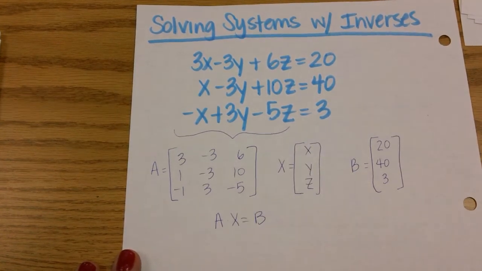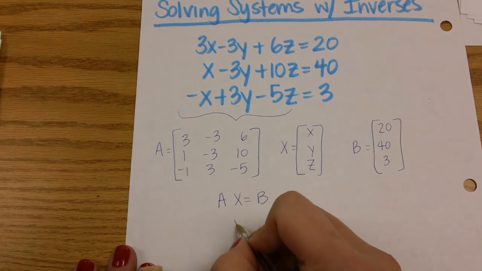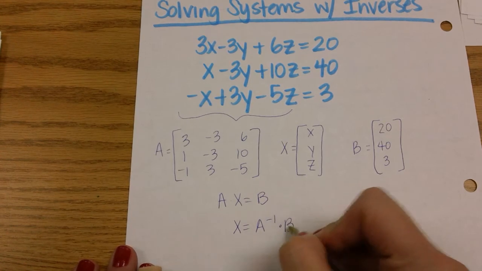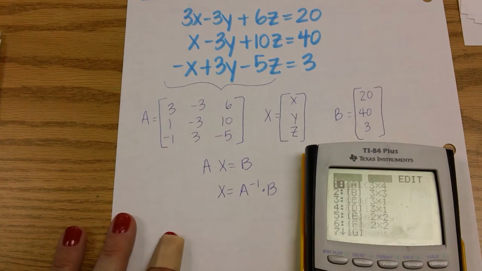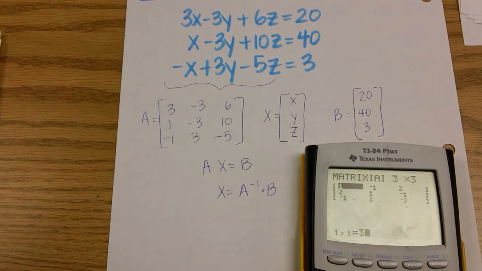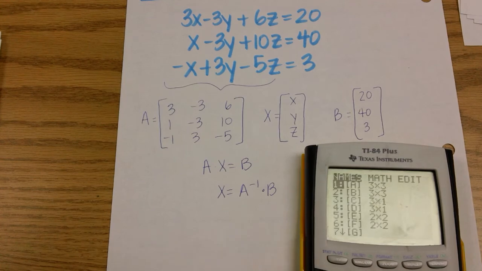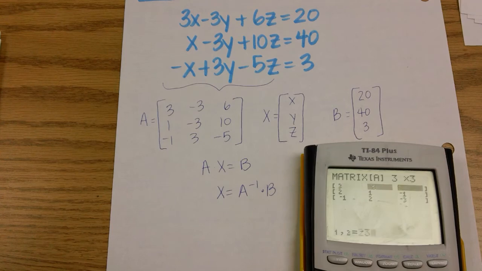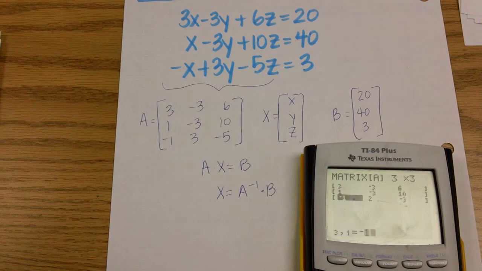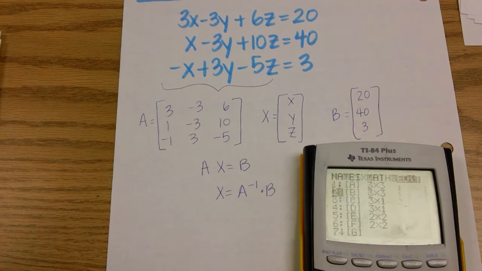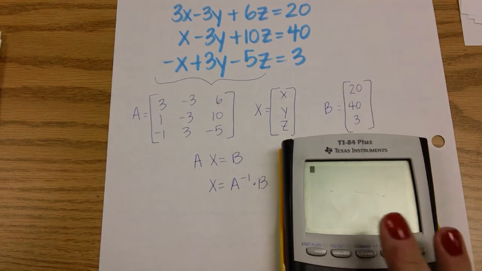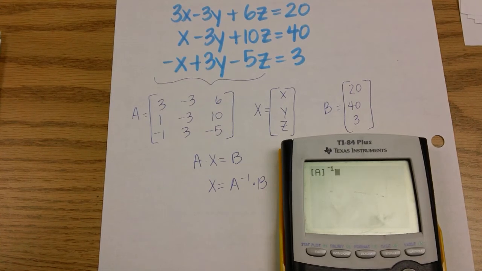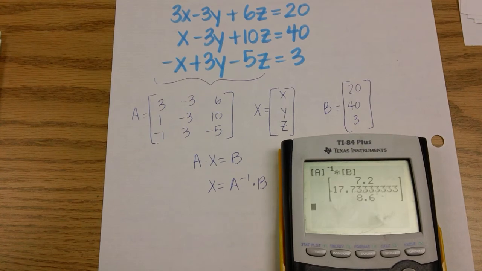Okay, now to solve this system using inverses, what we can do is take x equals A inverse times B. So what we need to do is store in our calculator matrix A and matrix B. So I'm just going to go in and edit this real quick. Okay, so in our calculators, what we can do is A, matrix A, the inverse key, times matrix B.